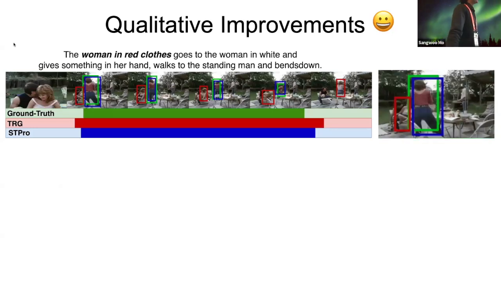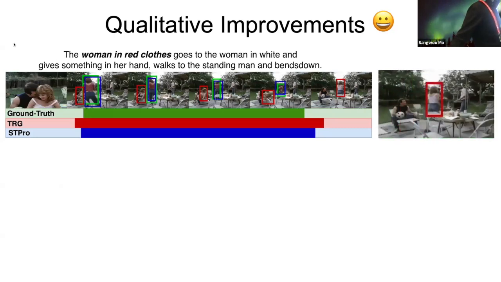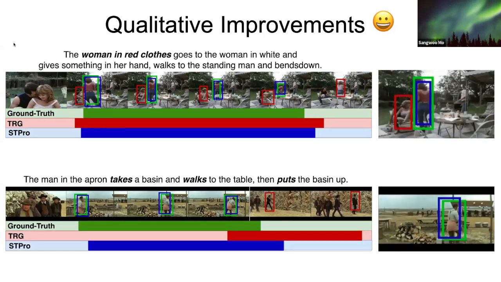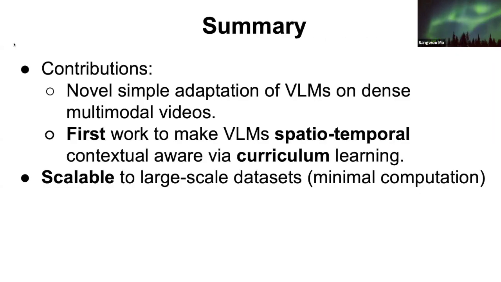Yeah, these are some qualitative examples. In this case, our initial TRG's prediction, shown by the bar below the frames, like our temporal prediction is already really good, but we ground the incorrect person. And with STPro, we are actually able to retain that temporal prediction and get the right person grounded as well. And on the temporal side, TRG's initial prediction for this particular case was really bad. And as a result, the spatial prediction is also bad. And with the improved temporal prediction, we also ground the correct person.